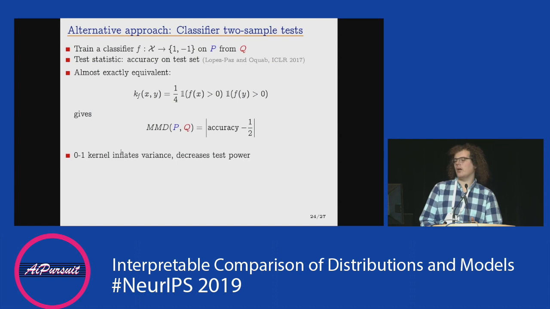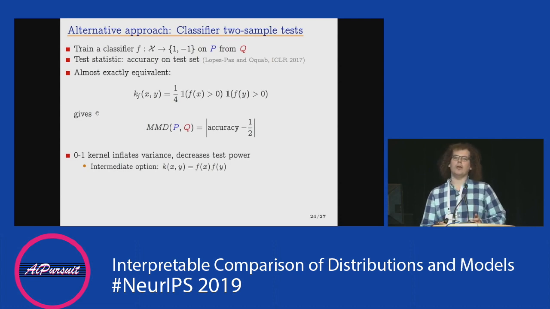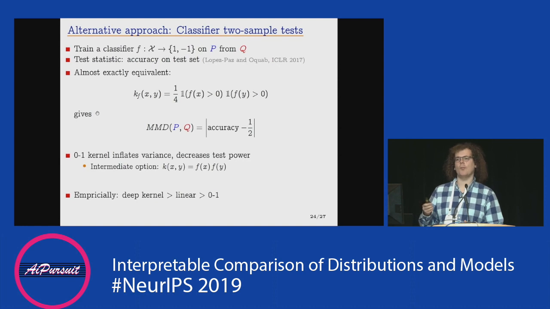You can do something of an intermediate option where you just take the probability outputs of the classifier. Empirically, at least on some problems we tried, we saw that using the 0-1 kernel tends to be somewhat worse than using the probability outputs, which would compare the mean probability between the two classes. And that tends to be somewhat worse than doing this deep kernel with some kind of hidden representation.